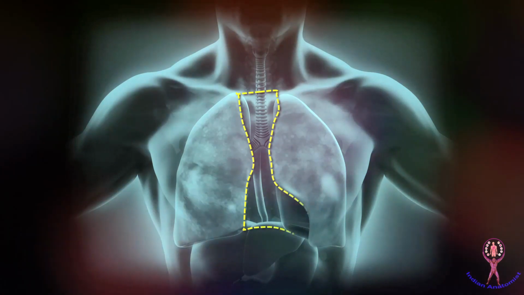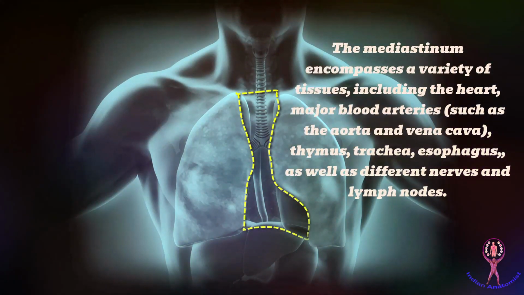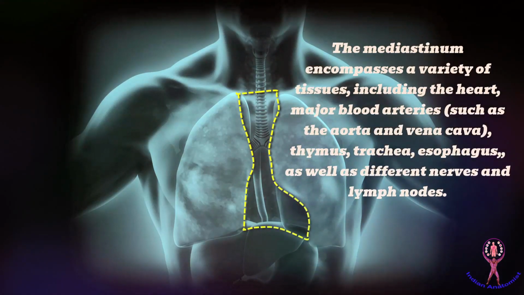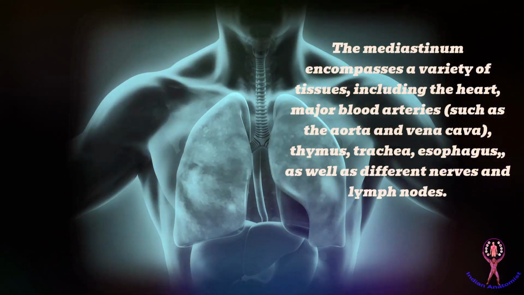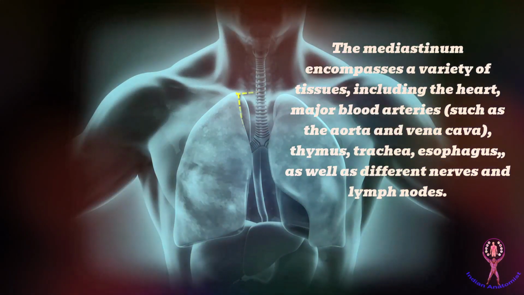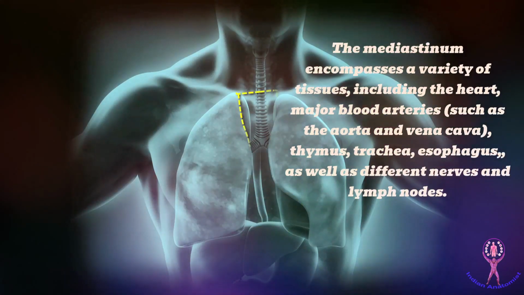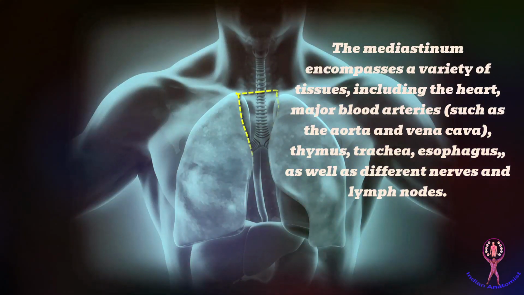The mediastinum is comprised of a number of distinct tissues, such as the heart, major blood vessels like the aorta and the vena cava, the thymus gland, the trachea, the esophagus, in addition to a variety of nerves, and lymph nodes and lymph vessels or lymphatics.